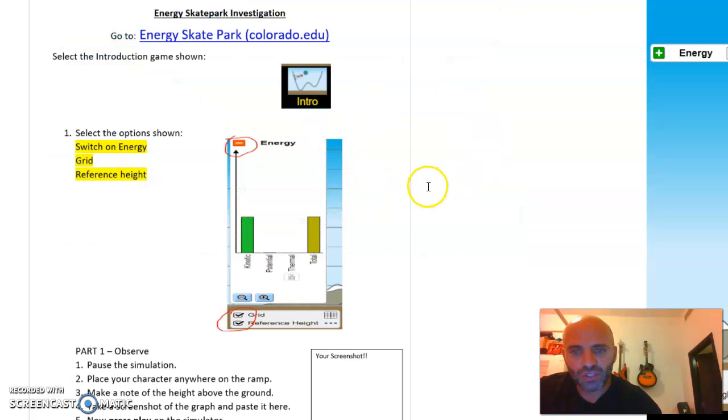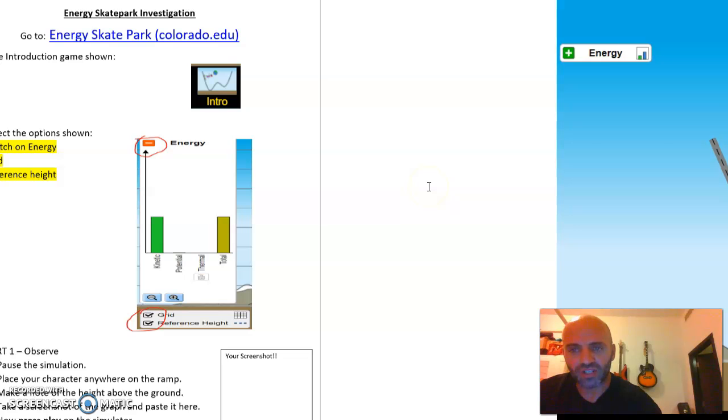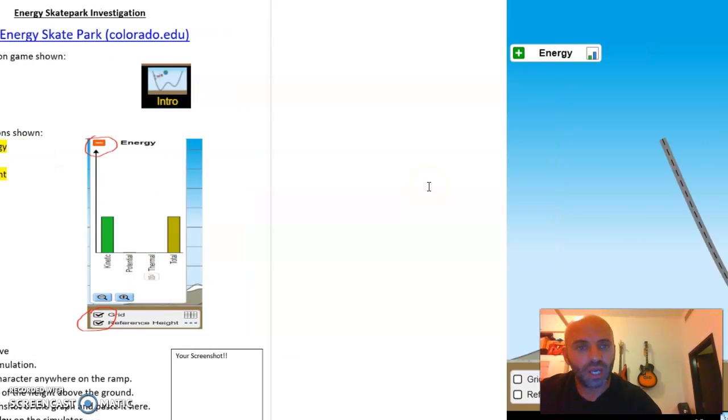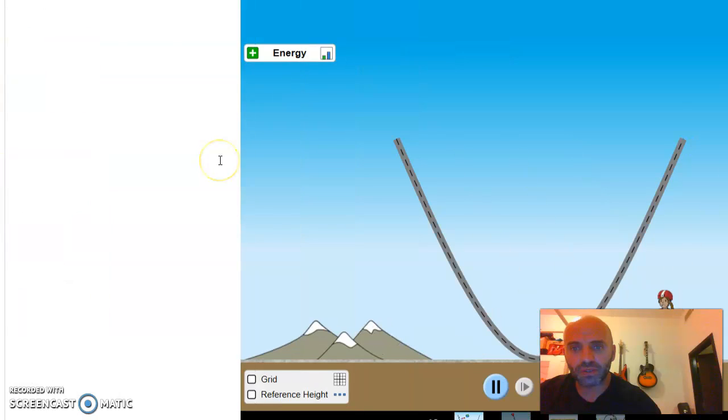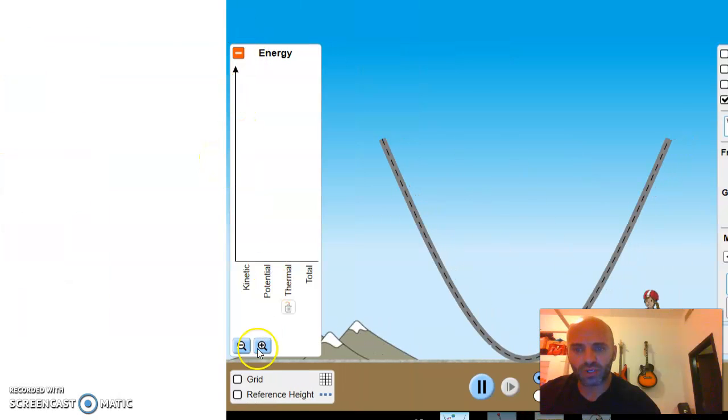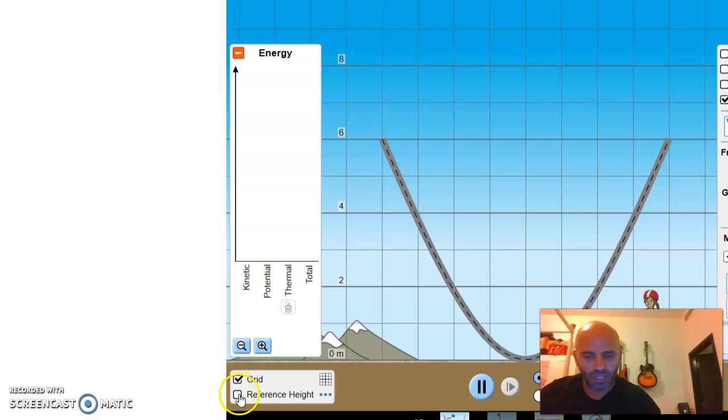So the first thing we'd like to do is just to investigate the conservation of energy by using the simulator. So the first thing to do is to switch on this energy chart that's right here. And then we're going to turn on the little grid box that's here. That'll show me where each meter is as I go up. And I'll put in a reference height there as well.